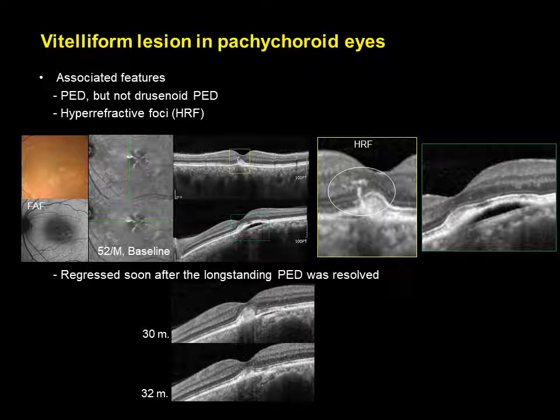In this case, a vitelliform lesion is detected overlying a retinal PED. Intraretinal hyperreflective foci are also seen. In previous studies conducted on Caucasians, most PEDs were drusenoid or associated with non-neovascular AMD. On the contrary, the PED in this case has no sign of AMD and may represent a variant of CSC associated with pachychoroid. In this particular case, the vitelliform lesion regressed soon after resolution of the long-standing pigment epithelial detachment, suggesting involvement of a common pathogenic mechanism.